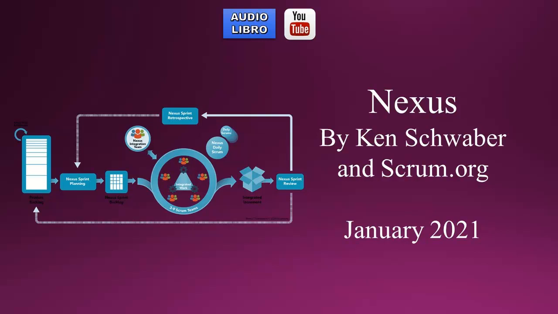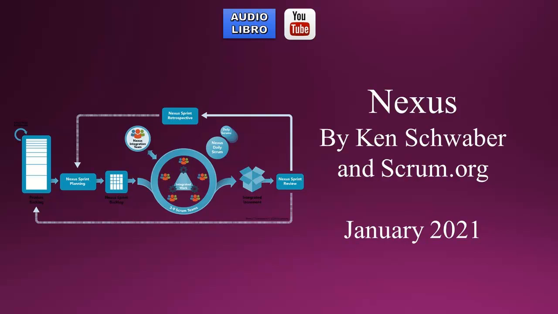Integrated Increment. The integrated increment represents the current sum of all integrated work completed by a Nexus toward the product goal. The integrated increment is inspected at the Nexus Sprint Review, but may be delivered to stakeholders before the end of the sprint. The integrated increment must meet the definition of done. Commitment, definition of done. The commitment for the integrated increment is the definition of done, which defines the state of the integrated work when it meets the quality and measures required for the product. The increment is done only when integrated, valuable, and usable.